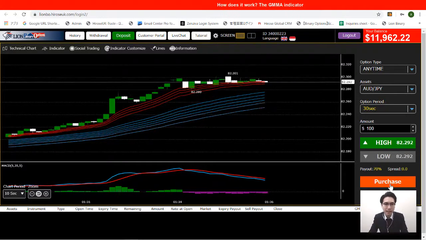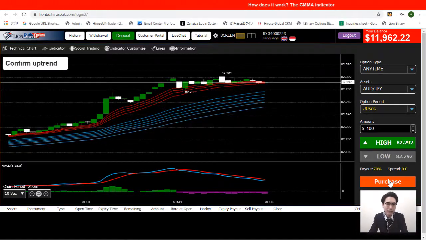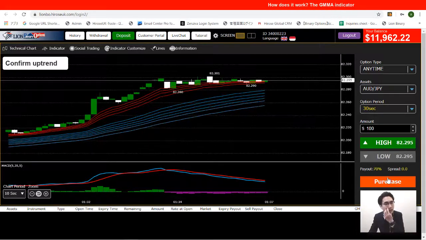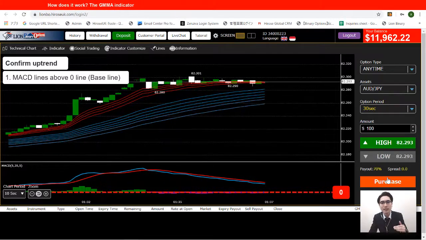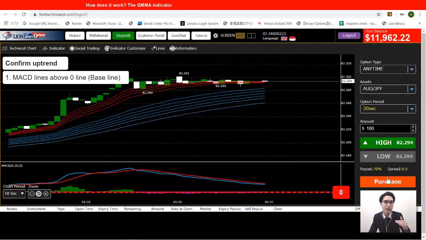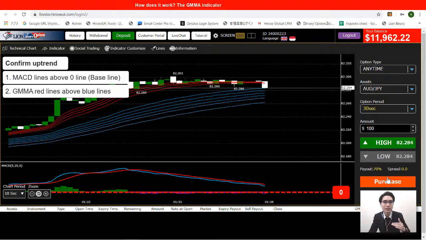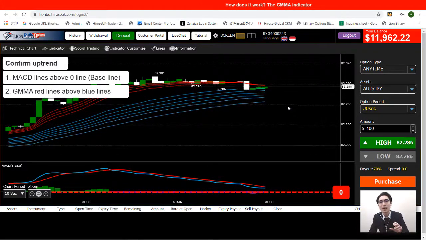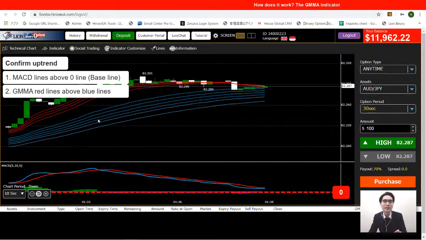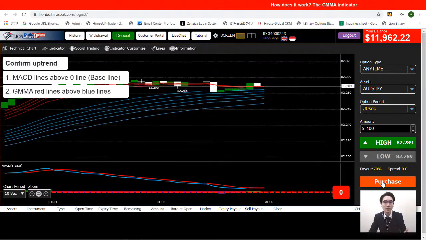The way I can identify that this market is in an uptrend is that I look at the MACD. The two lines in MACD are above the zero line, and the relationship between the red lines and the blue lines in the GMMA is that the red lines are above the blue lines. So now I know that the trend is in an uptrend.